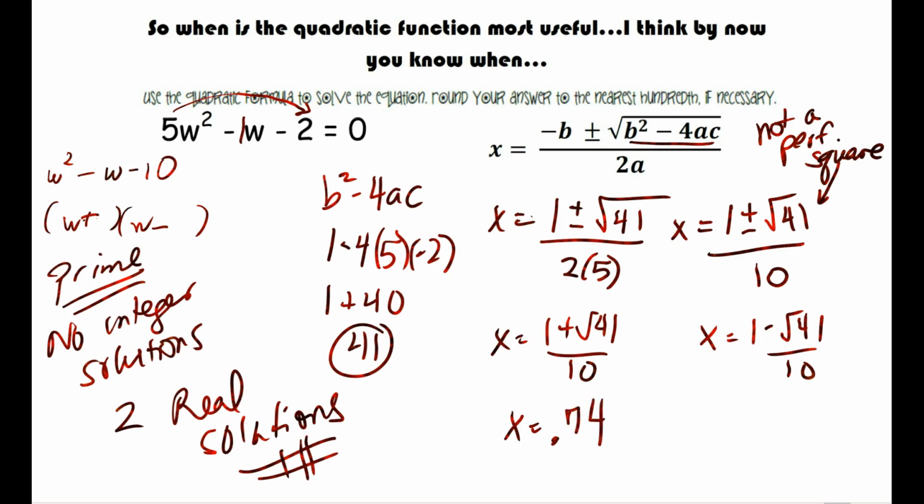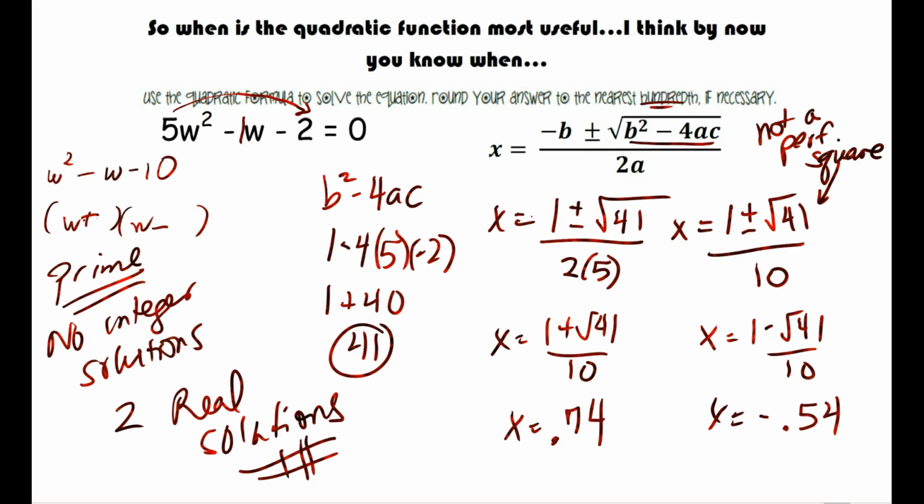Divided by 10 is 0.74. It's 0.7403, but that 0 says keep this 4 there to the nearest hundredth. And then x is equal to 1 minus the square root of 41, and then divided by 10. A negative 0.54. So what does this look like?